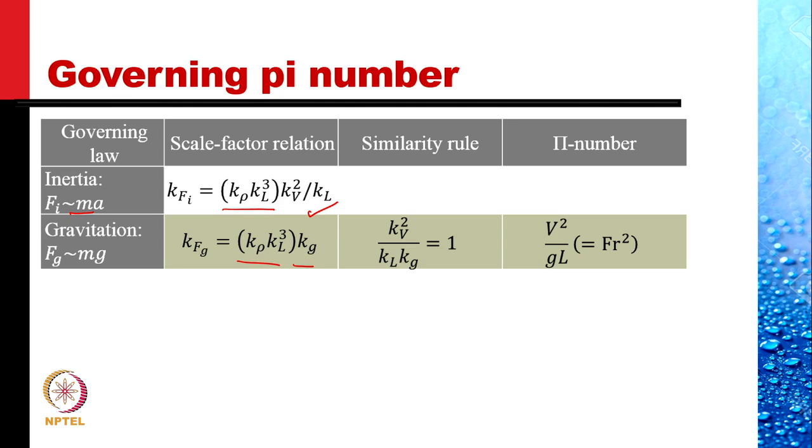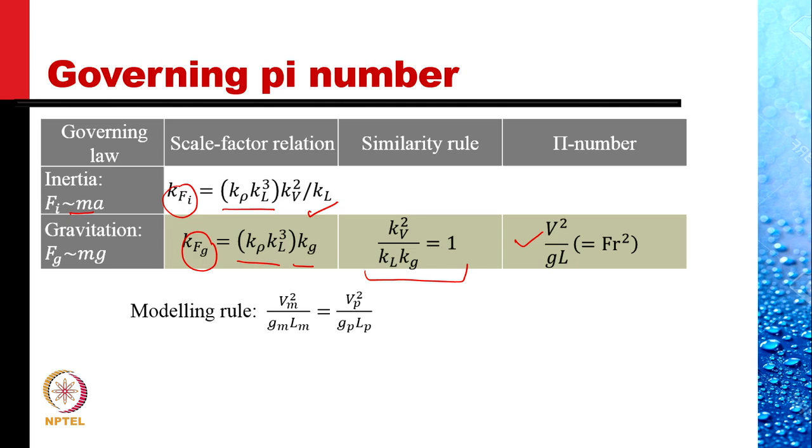And from these two laws, by equating this scale factor to this scale factor, we get kv square by kl kg is 1, from which the pi number obtained is v square by gl, which is recognized as the square of Froude number. So, the similarity requires that the Froude number of the prototype flow and the model flow match.